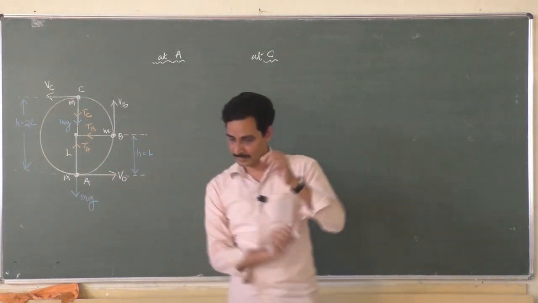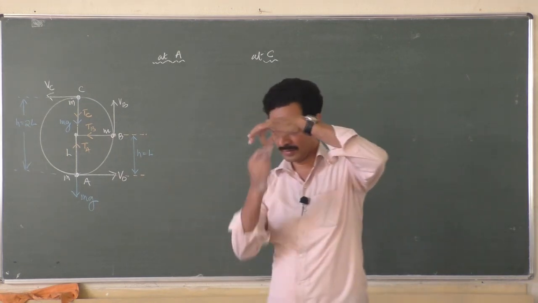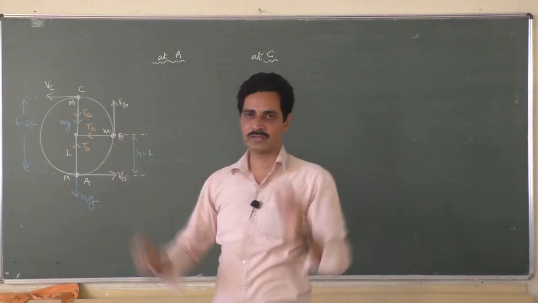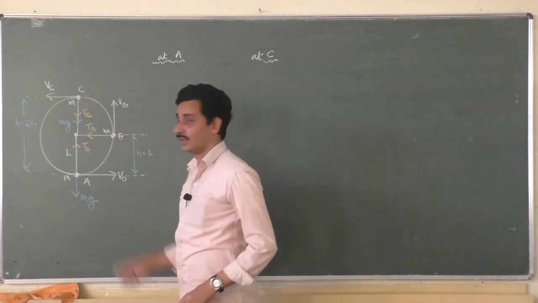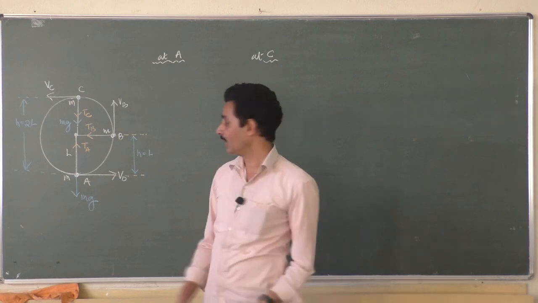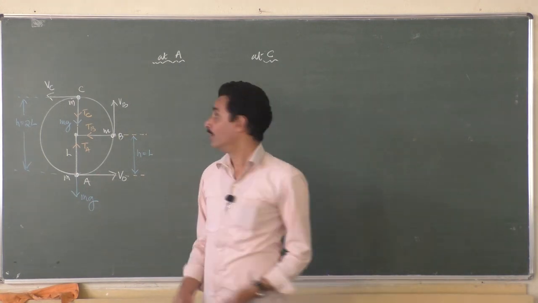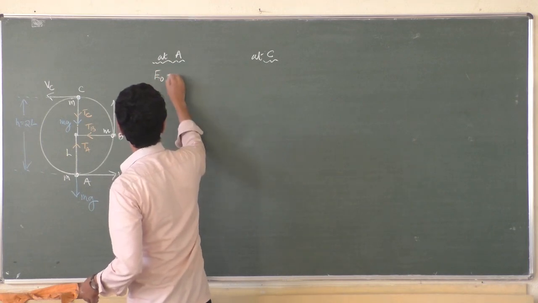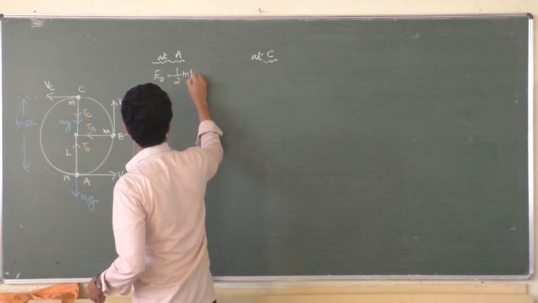So at A, I am giving only the tangential velocity, and the bob of the simple pendulum is just given a tangential velocity. So velocity is V0 here. What about the kinetic energy? Half mv square. What about the potential energy? 0. So at A, body has got total only kinetic energy, half mv0 square.